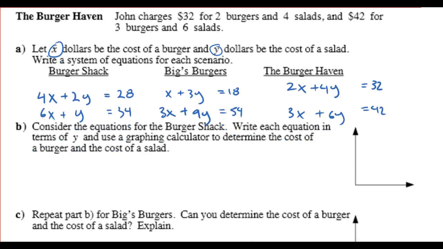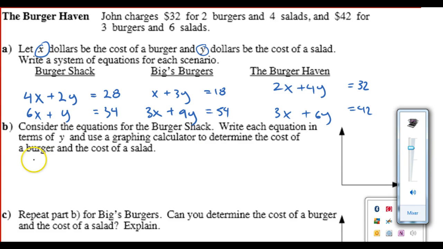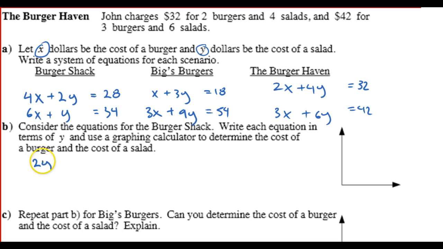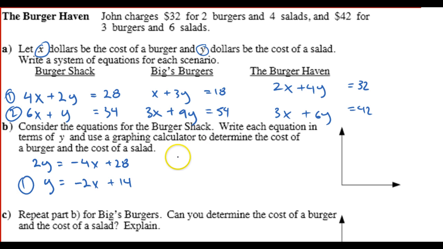Okay, so consider the equations for Burger Shack. Write each equation in terms of Y. Let's go ahead and do that first. Just rearrange this: 2Y equals negative 4X plus 28. Divide both sides by 2, and we get Y equals negative 2X plus 14. That's equation 1. And for equation 2, we're going to get Y equals negative 6X plus 34.